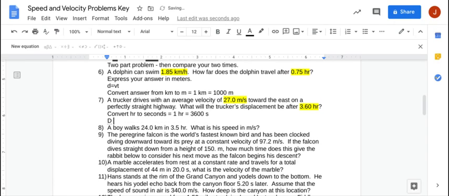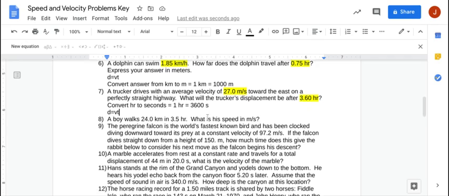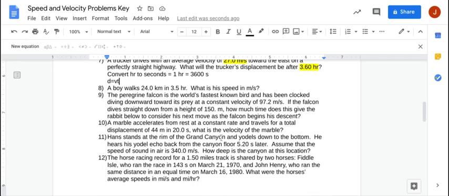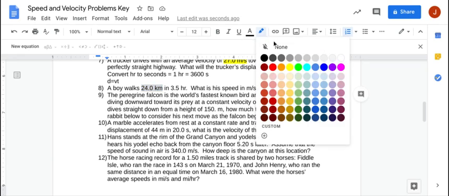So again, this is D equals VT. Distance and displacement are related. They're both a length between 2 points. One just has the direction, so you'll still use that equation. Number 8. A boy walks 24.0 kilometers in 3.5 hours.